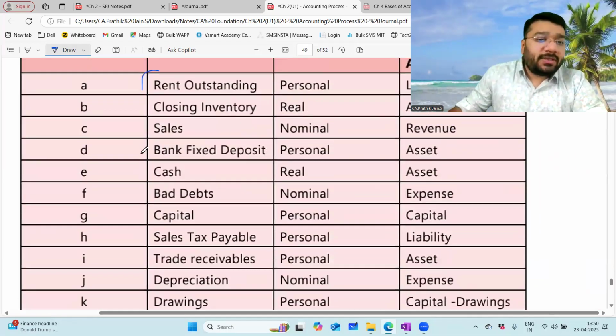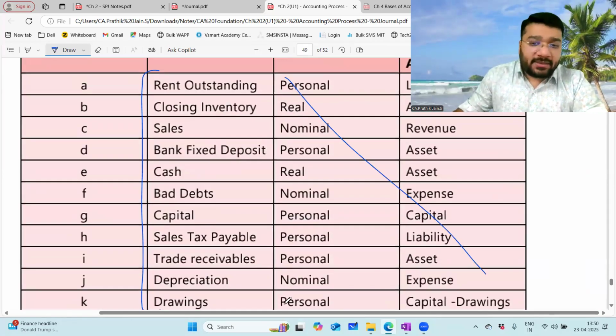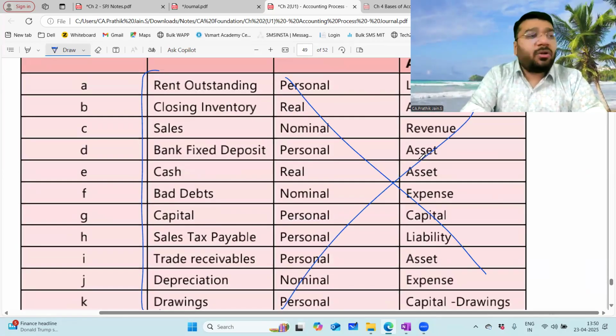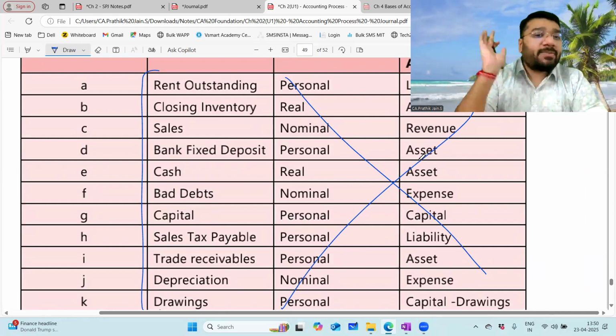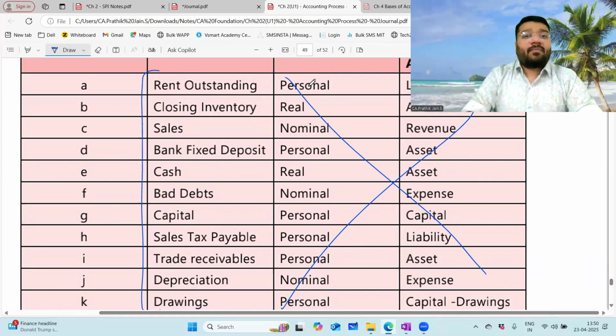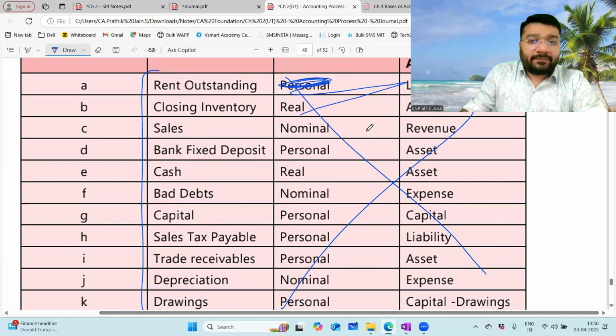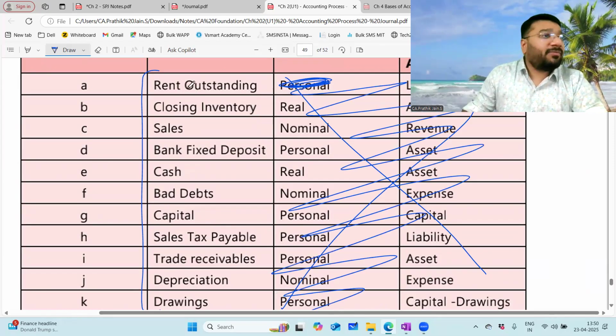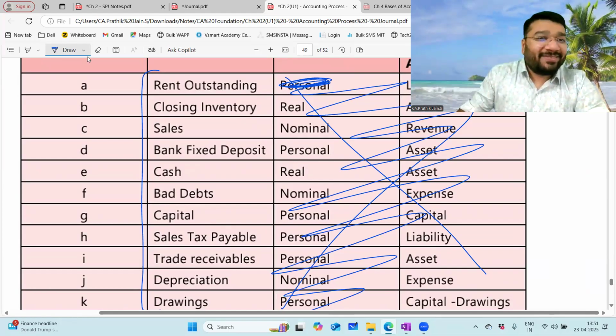Now, just go through this and don't see this. Just try to classify as per your knowledge. In this, if you have any doubts, please ask me now. Don't see any of these things. Just see the question.